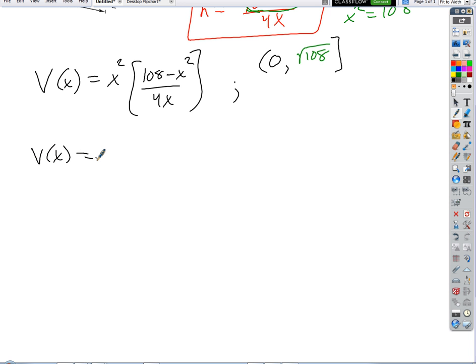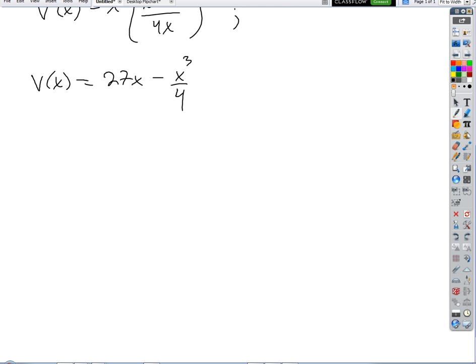So let's rewrite this as v of x. If I distribute the x squared, what's my first term gonna be? 108x squared over 4x is what? What does that work out to be? 27x. Minus x cubed over 4. Everybody agree? So this is pretty easy to differentiate, right?